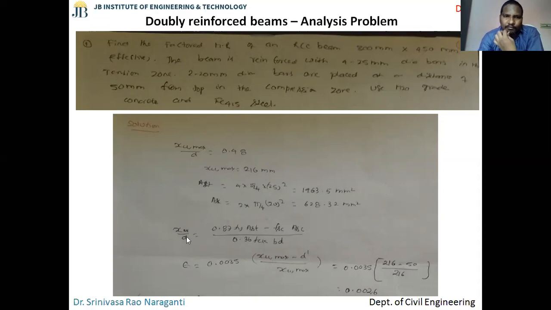Now I calculate XU. XU by D is given by this equation: 0.87 Fy AST minus FSC ASC by 0.36 FCK BD. Here we know everything except the FSC value. To get FSC, that is the stress in steel, we should know the strain in steel. The equation to calculate strain is 0.0035 into (XU max minus D dash) by XU max. We know everything, so I substituted: XU max is 216 minus D dash. D dash is the cover to the compression reinforcement, given as 50 mm. So the total strain comes to 0.0026.